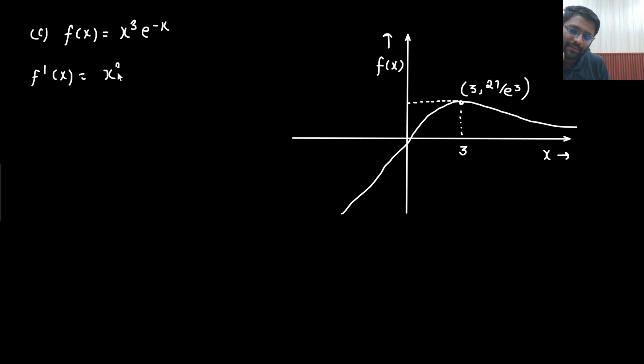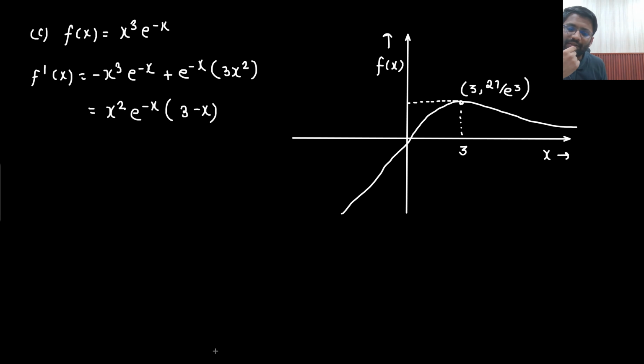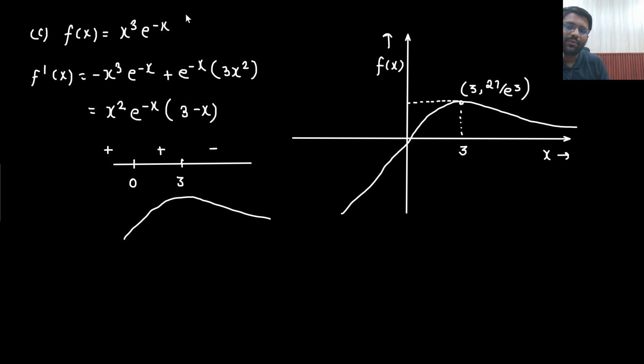So first one as it is, e to the power minus x, plus 3x square. x square e to the power minus x will come common, and what you will get is 3 minus x inside. So you would know, for x greater than 3 it will be negative, for x less than 3 it will be positive. Sir, another root will be there, no? 0 will also be one of the roots, but who cares? x square will not change the sign. So the graph will be increasing and then decreasing.